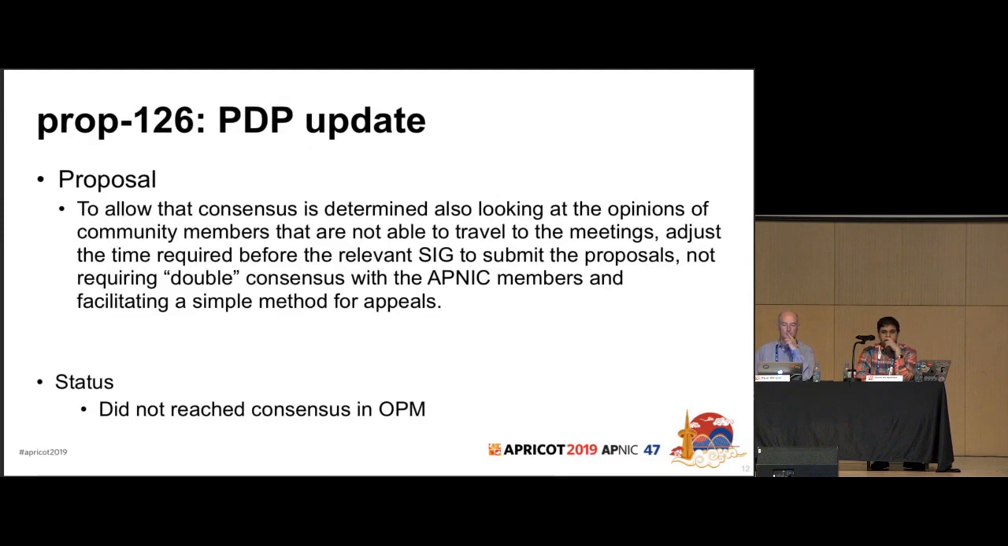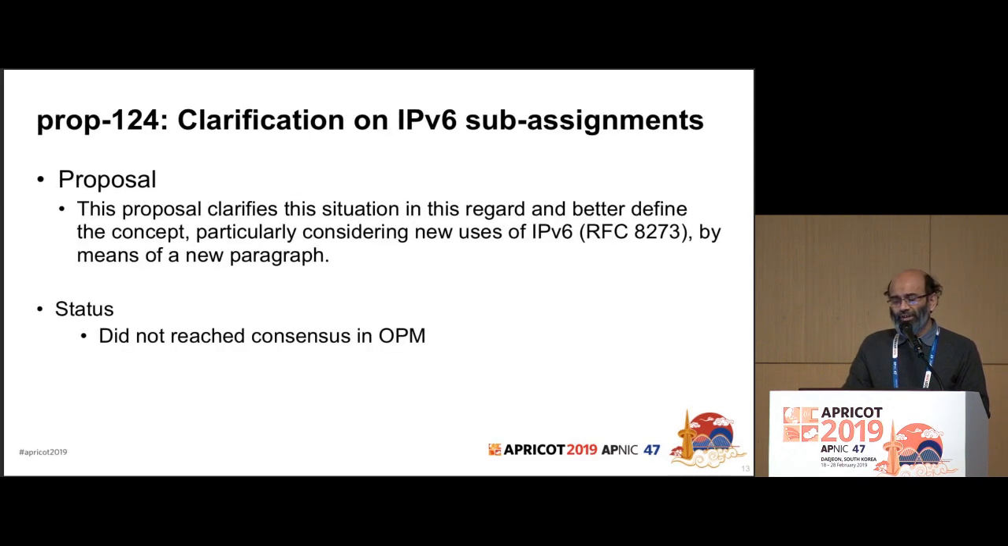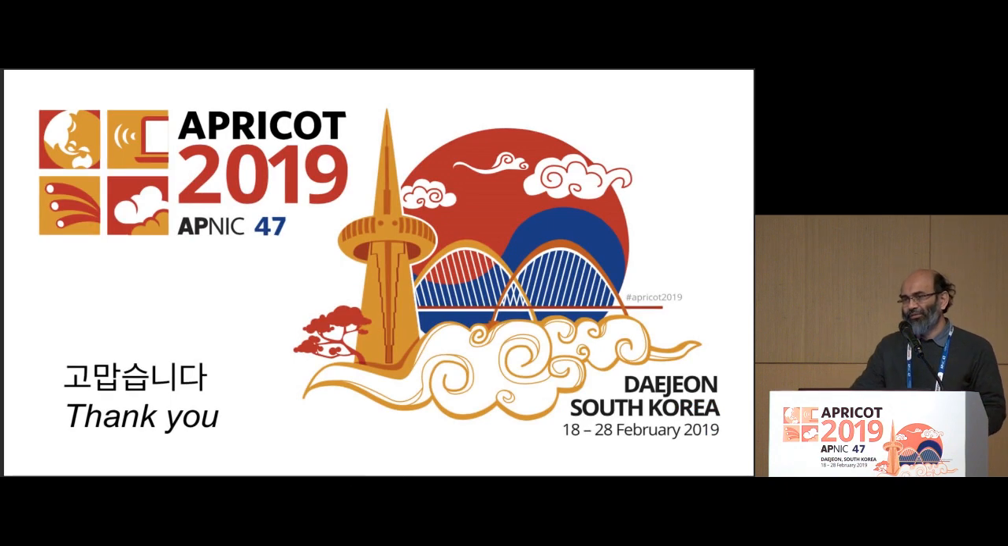So we have another proposal discussed, Prop 126, about PDP update. There are requests for updates to the PDP in several areas, but it didn't reach consensus in the policy meeting, so it was forwarded to the mailing list if others want to continue, and to get feedback from the community. And we have another proposal discussed, Prop 124, clarification of IPv6 sub-assignments. This proposal also didn't reach consensus in the policy SIG and was forwarded to the mailing list. And that's all from the policy report. Thank you very much. Thank you, Sumanbhai.